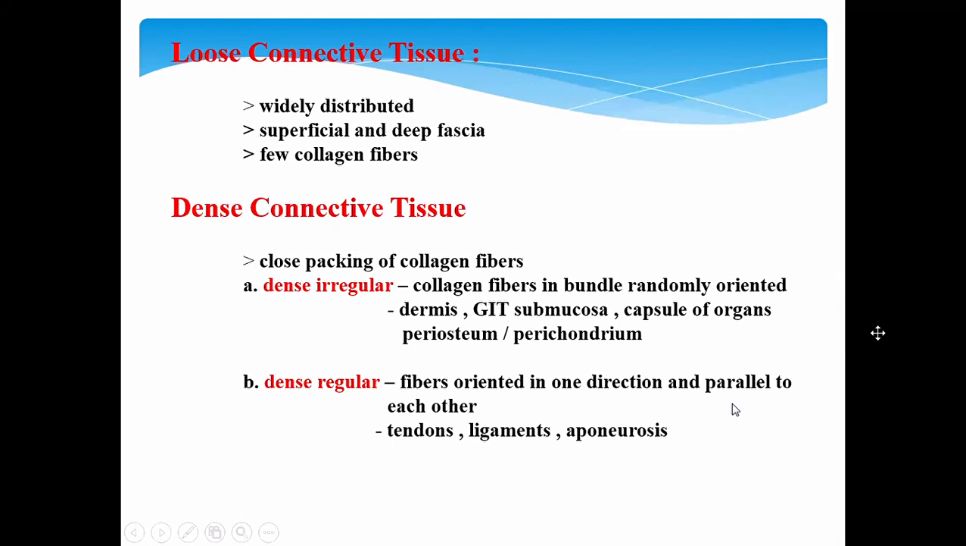Okay, loose connective tissue, it is widely distributed. It is in the superficial and deep fascia, and you have few collagen fibers. The dense connective tissue, it is packed up, close packing of collagen fibers. As I mentioned, you have your dense irregular located in your dermis, in your GI tract submucosa, in capsule of organs, periosteum, and perichondrium. While the dense regular, you find them in your tendons, ligaments, and aponeurosis.